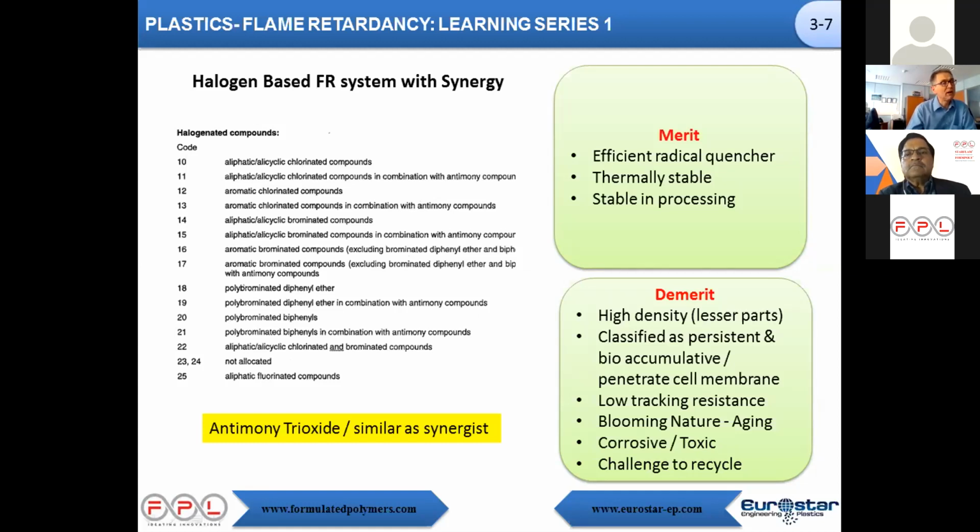It works only with antimony trioxide, and this antimony trioxide in many countries now is perceived as a material to be phased out. Recycling is a challenge, especially in Europe. We know when we sort all the waste, reusing the waste now is a problem because we cannot dilute this halogen flame retardant system in all new materials.